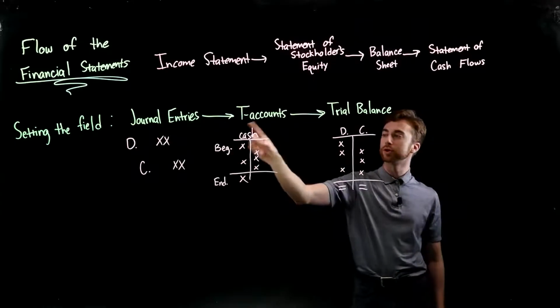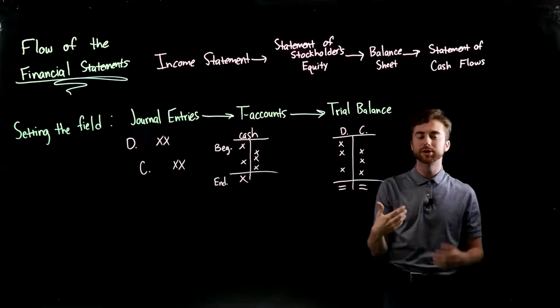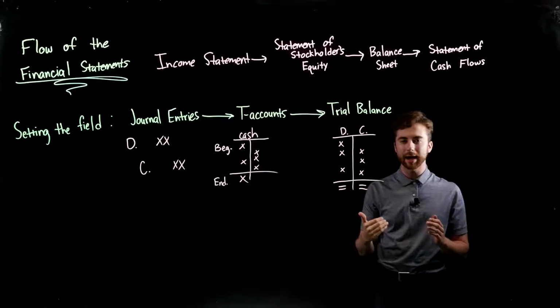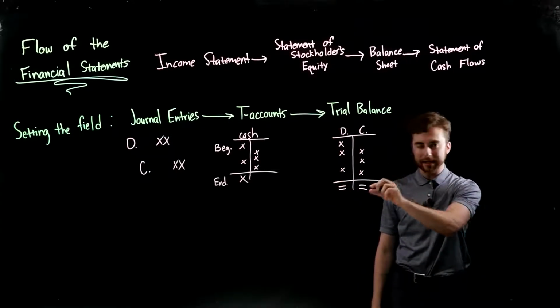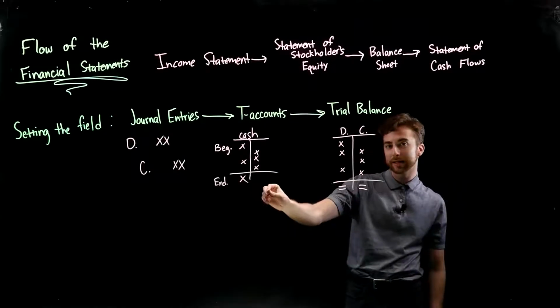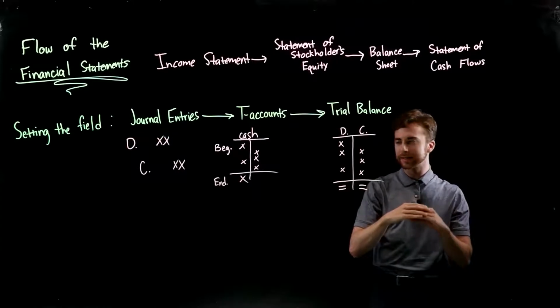Once you do all of your journal entries, which funnel into your T accounts, you then make your trial balance, which is essentially a giant T account that has all of our debits on the left and all of our credits on the right. And by debits and credits, I mean the ending balance in these accounts right here. And it's called a trial balance.